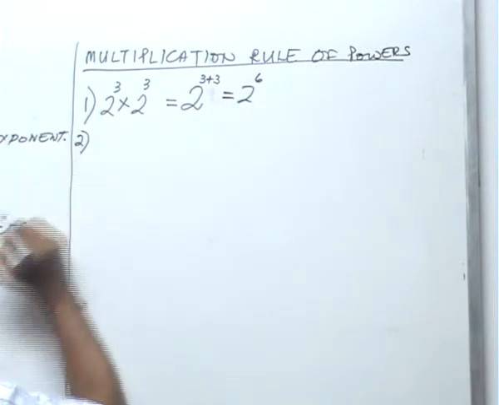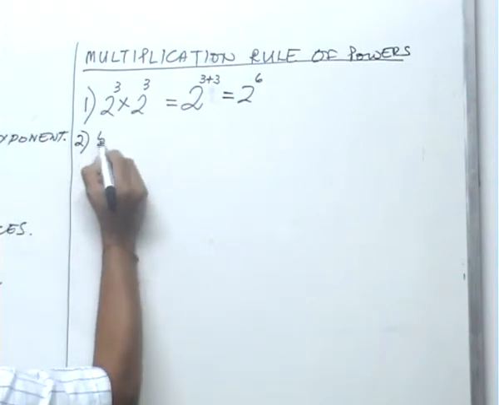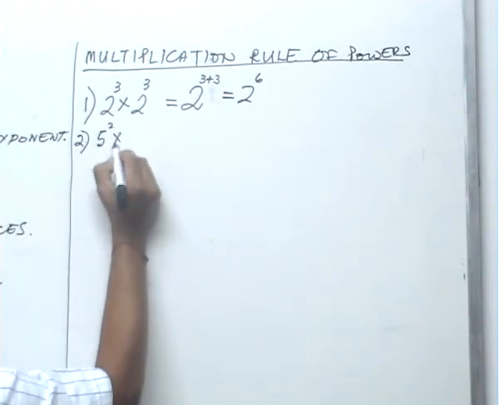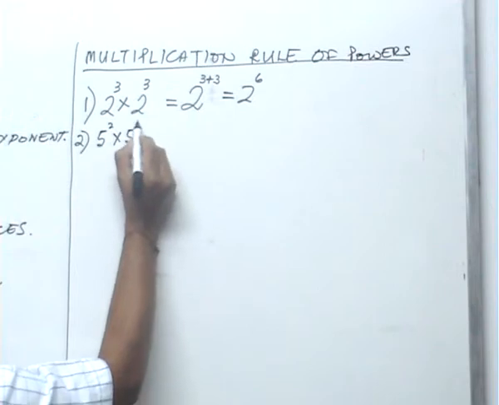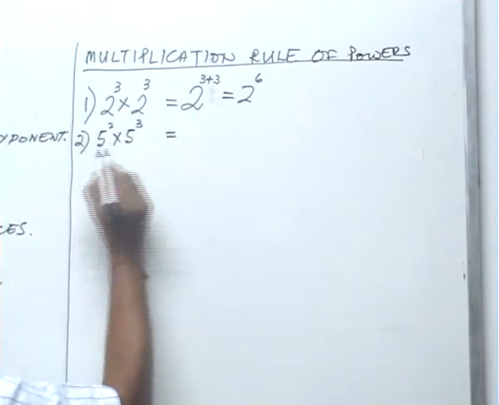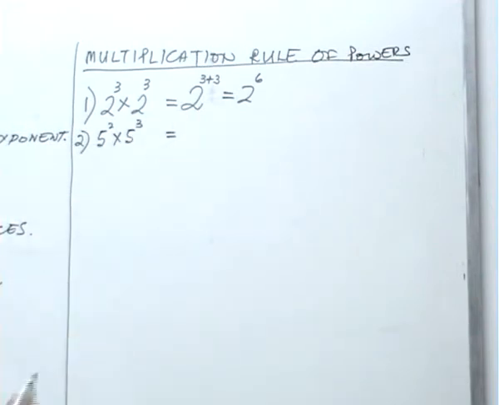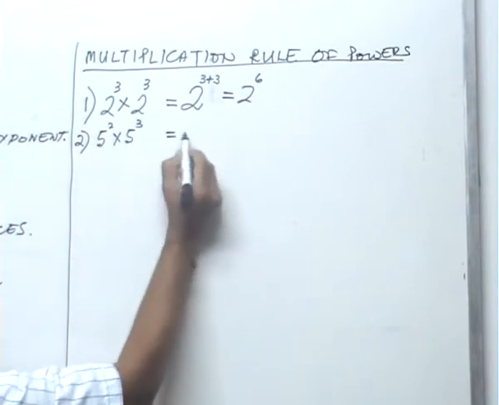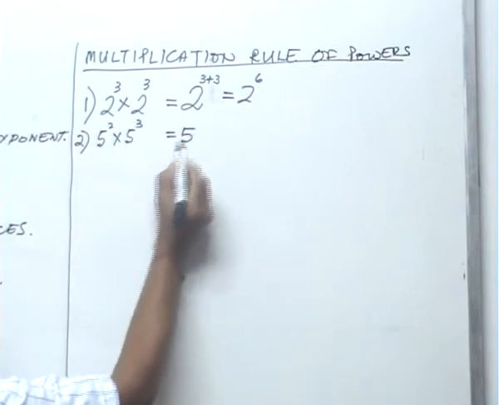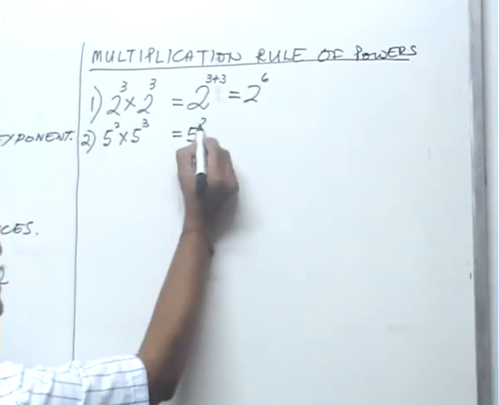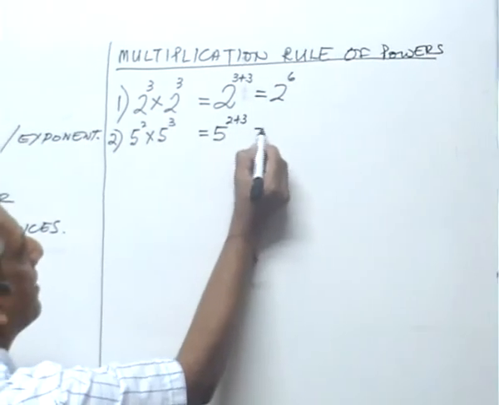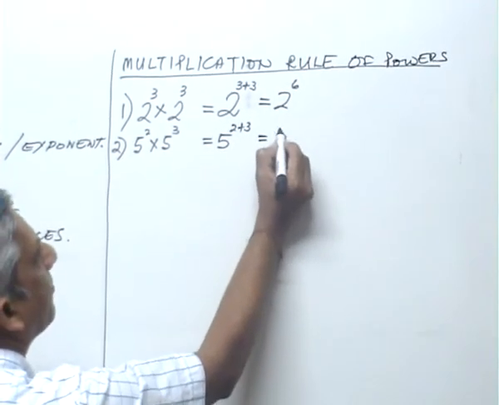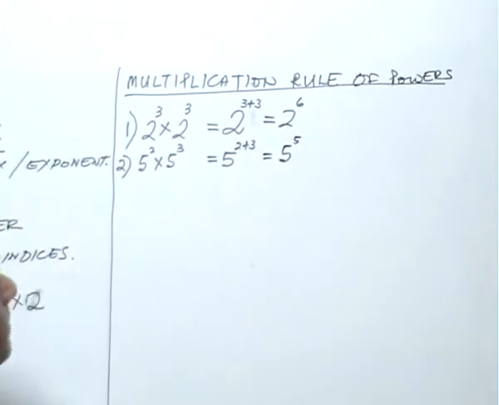Let's do another example. 5 squared times 5 cubed. According to the multiplication rule of powers, write down the base once and add the indices, 2 plus 3. So the final answer will be 5 to the 5.